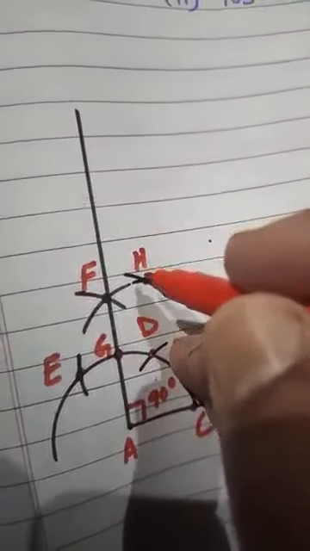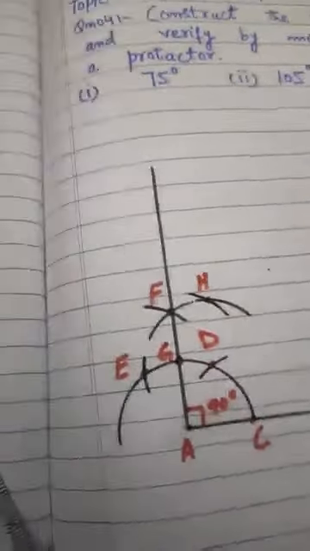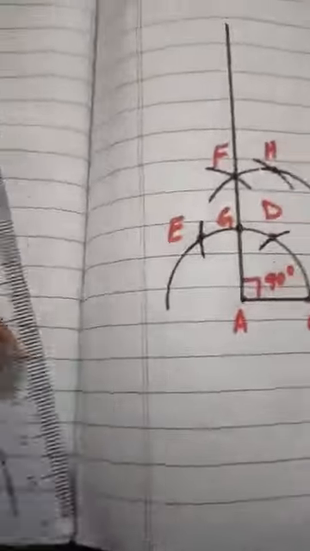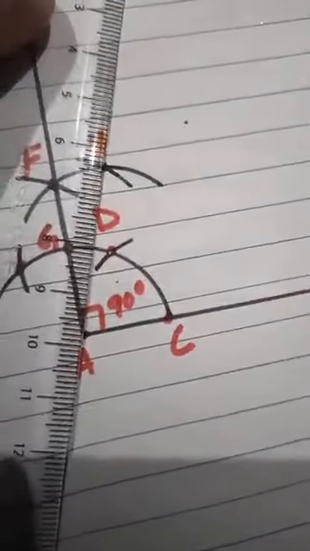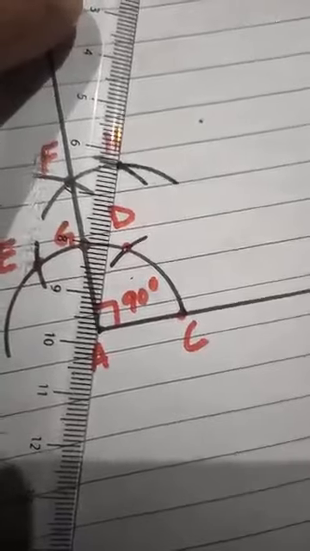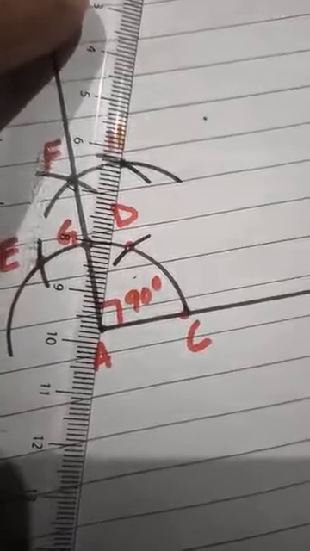Now we are going to join point A with point H so that our 75 degree angle comes into existence. Okay, let us join these points. Point A with point H.